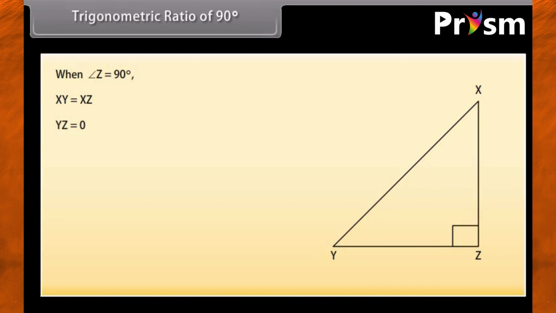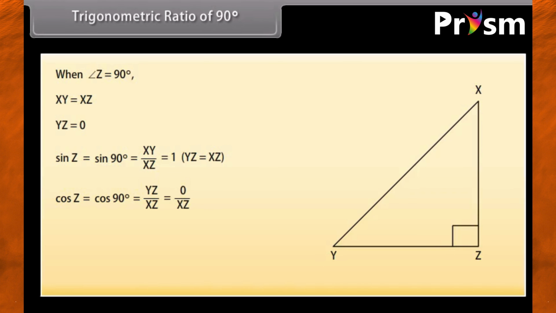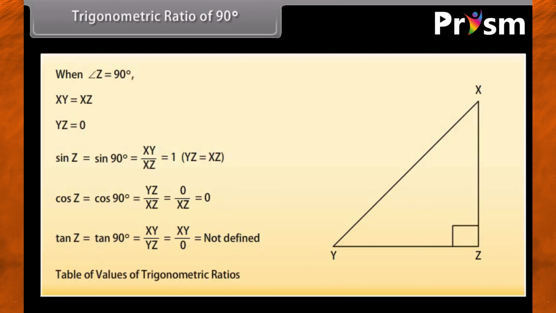Let us understand what happens to the values of trigonometric ratios. Sin Z is equal to sin 90 degree, which equals XY upon XZ, which equals 1, as YZ is equal to XZ. Cos Z is equal to cos 90 degree, which equals YZ upon XZ, is equal to 0 upon XZ, which equals 0. Tan Z is equal to tan 90 degree, which is equal to XY upon YZ equals XY upon 0. Therefore, tan 90 degree is undefined. Let us summarize our exercise in a table.